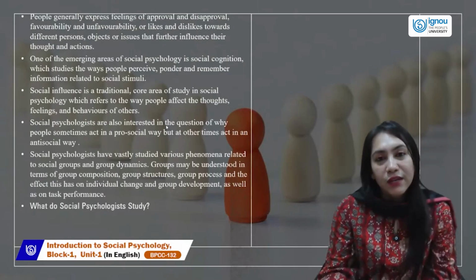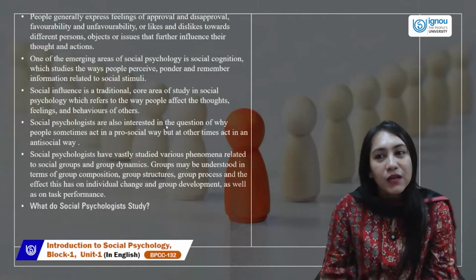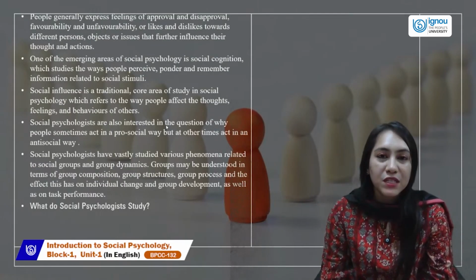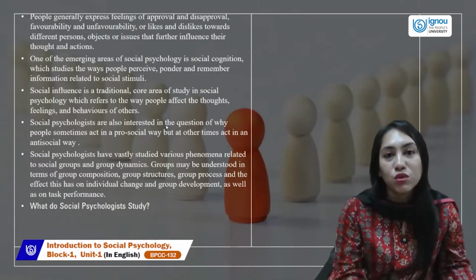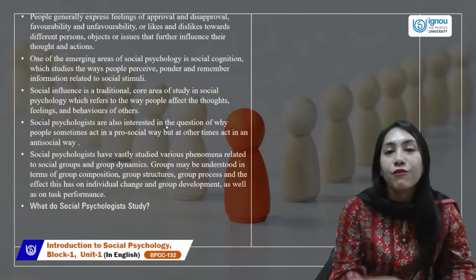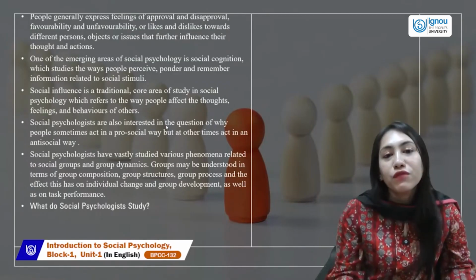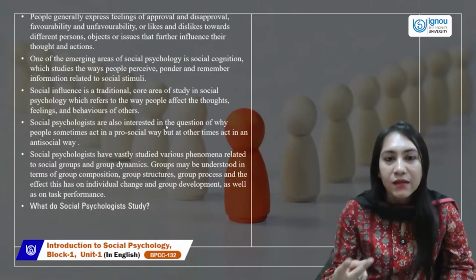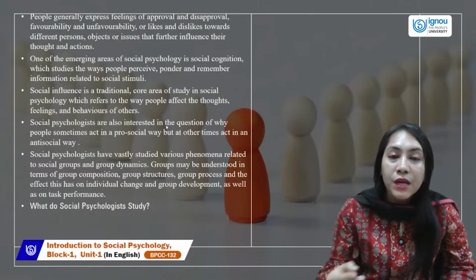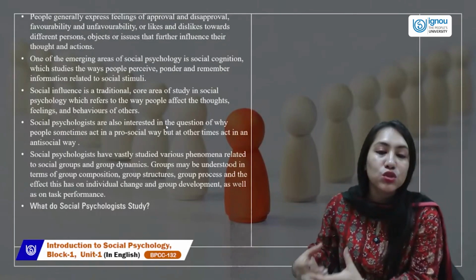Now, social psychology is one of the most emerging fields. It is very much relatable and happening around in society. Social cognition, which we studied in the previous slide, is also a very important topic of social psychology. Social cognition is how you perceive, decide, understand, remember, and learn, anything which is related to social stimuli.